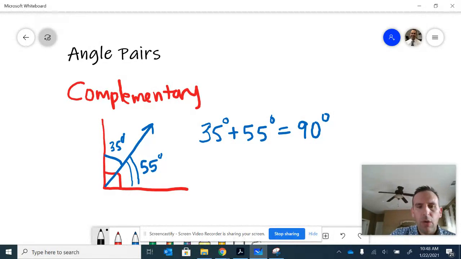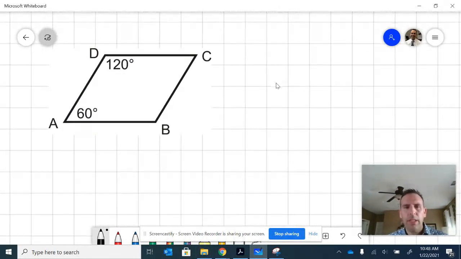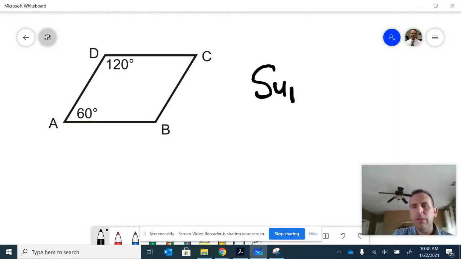The next major category is supplementary. Supplementary adds up to 180 degrees. And we're going to look at a couple examples of those as well. Here's an example of supplementary.